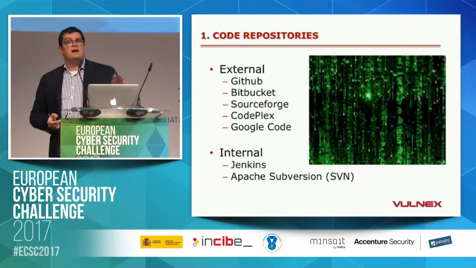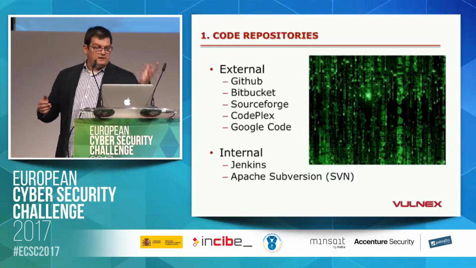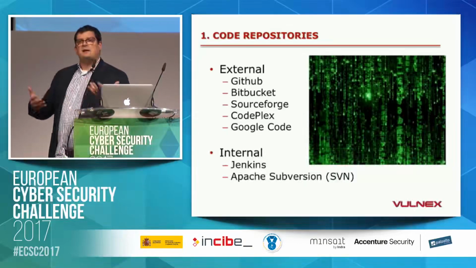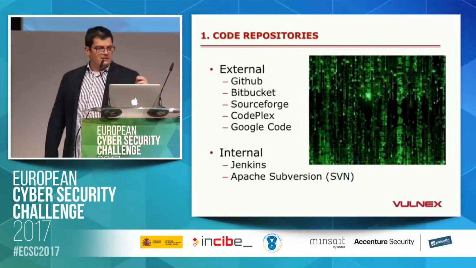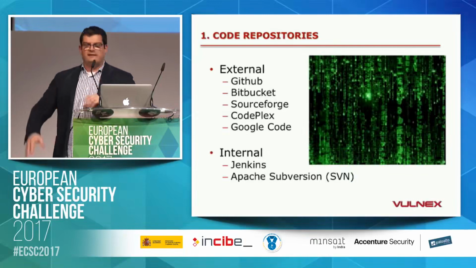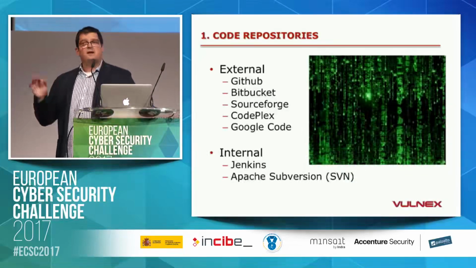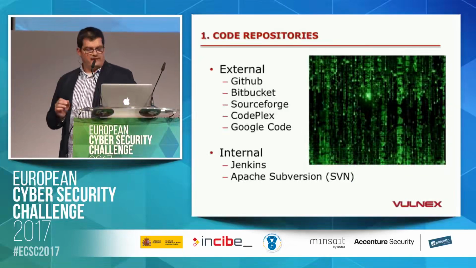we should also look for code repos if they have any, like Jenkins or Apache Subversion. There are a bunch of popular repos that companies use internally. So keep that in mind when you are doing an internal pen test. Look for that because chances are you will find some interesting stuff there. And usually it's not very well protected either.